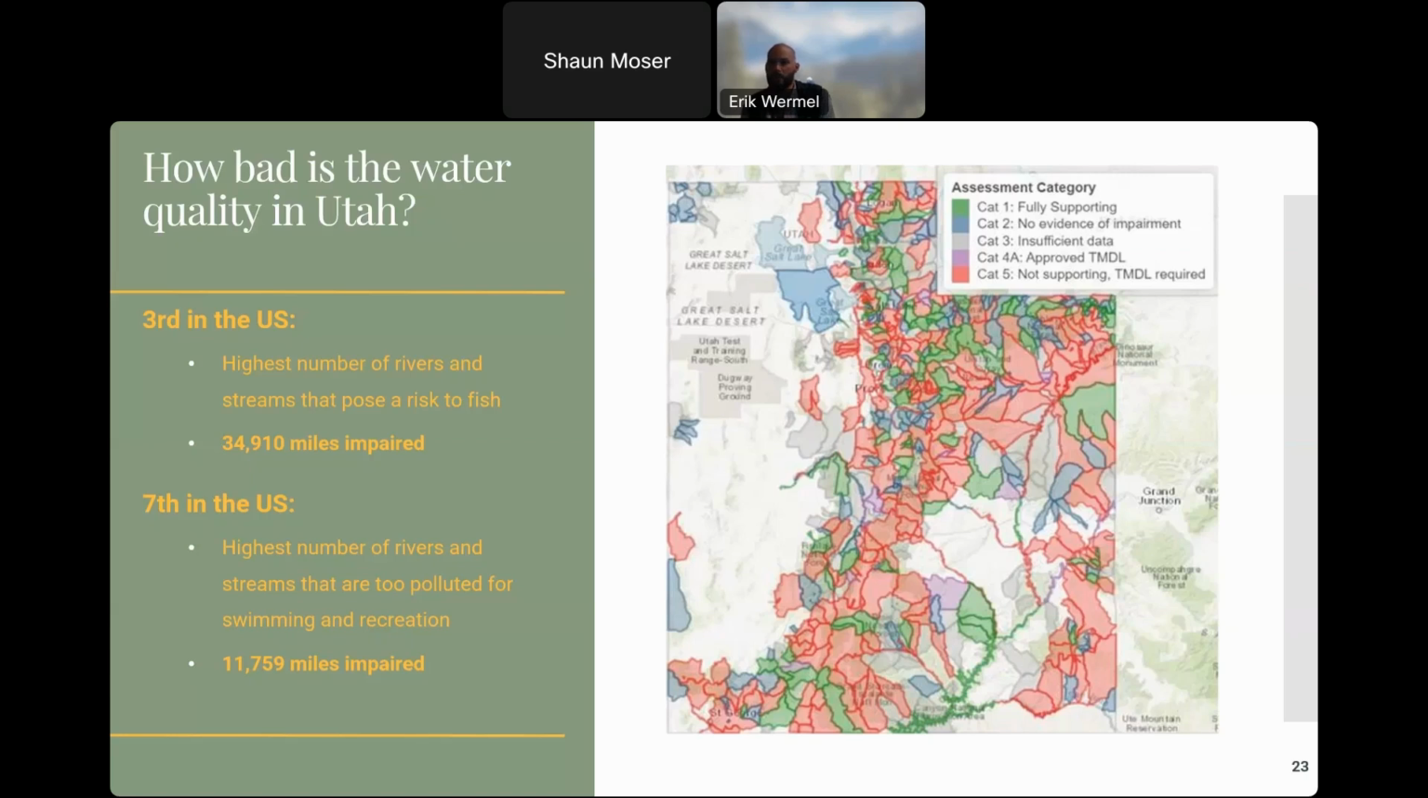But it's not just about wildlife. Utah is also number 7 in the country for waters that are too polluted for swimming and recreation, with over 11,000 miles listed as impaired. So while we often think of Utah as clean and pristine, the reality is that many of our rivers and lakes are suffering, and stormwater runoff is a big part of that.